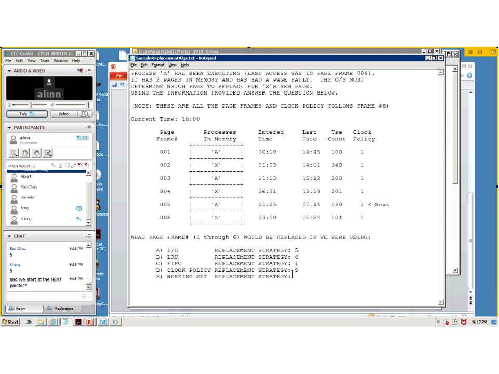Working set. This is a little tougher. What page gets replaced? I'll give you a hint. What does working set mean? Replace the pages that are allocated to the process. What process is executed? What's the name of the process?